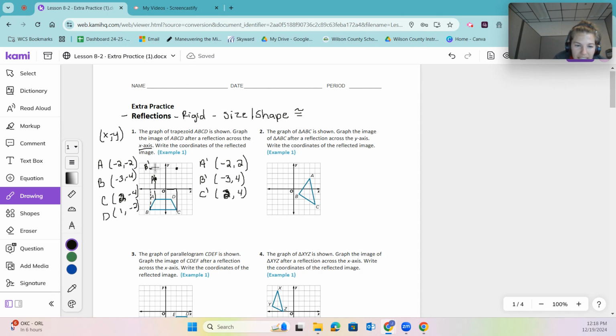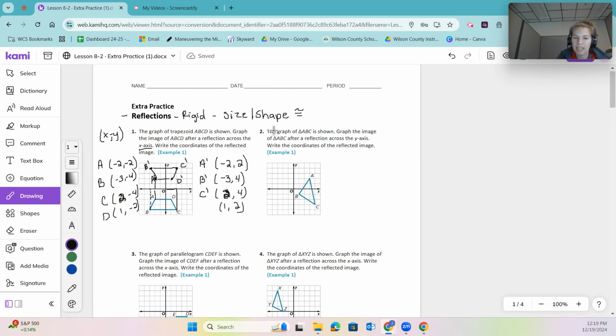And you can see it's exactly level with your B prime, which means C prime is going to be level with B prime. Then same thing with D: (1, -2) becomes (1, +2). There's D prime. Plot that, so that's D prime. And then when we connect our lines here, our shape should be exactly the same size and shape.